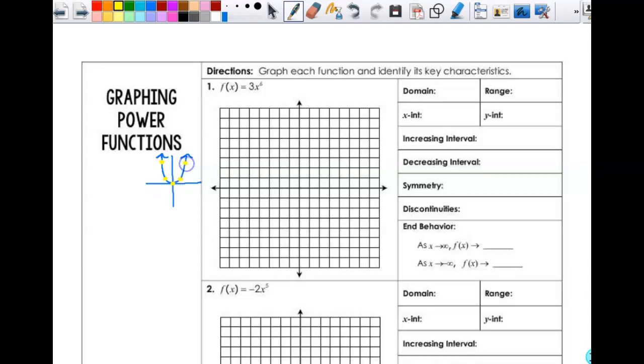Notice I'm not shifting this anywhere. No left, right, up, or down. What does that 3 do? Vertical stretch, okay? So I have a vertical stretch by 3. When I go to graph this here, I know that this is 0, 0, 1, negative 1, 1, 1, 1.